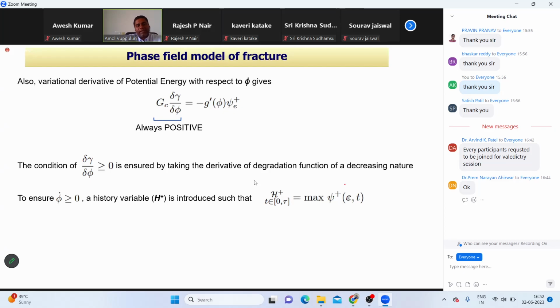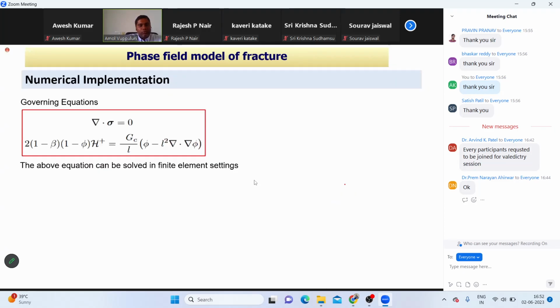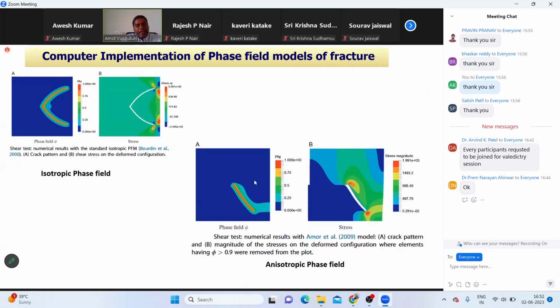Okay. So this is the basic formulation of phase field model, and it has got several applications. So these are the classical set of equations of phase field model of fracture, and they could be used for addressing multiple fracture problems. So here I will show you.